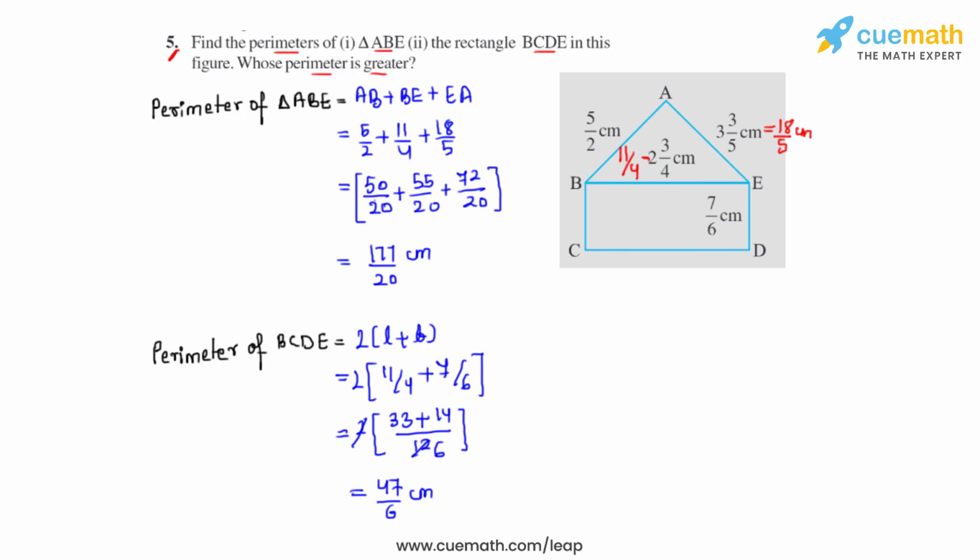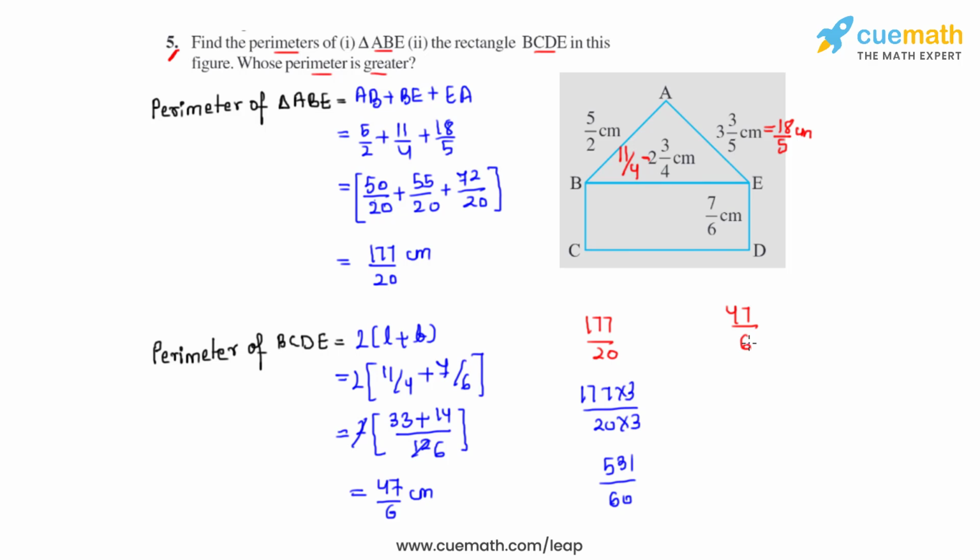So now we have to compare the two perimeters, that is 177 over 20 and 47 over 6, and find out which is greater and which is smaller. But again we see that these two fractions are unlike because the denominators are not the same. So we'll try to make the denominators the same. For the first fraction, we'll multiply the numerator and denominator by 3, that is 177 times 3 divided by 20 times 3, and that gives us the fraction 531 divided by 60.